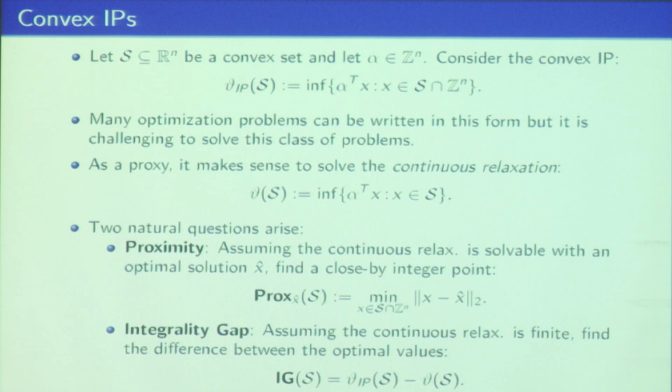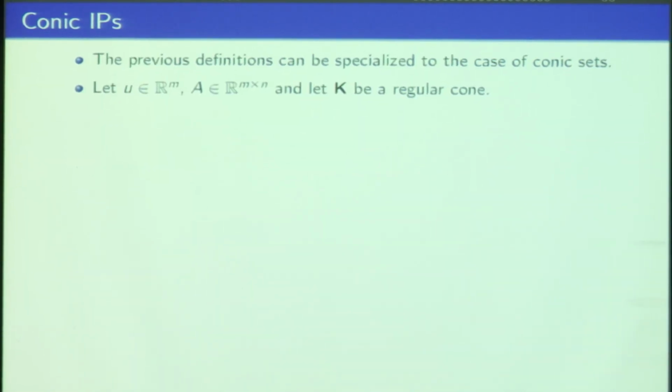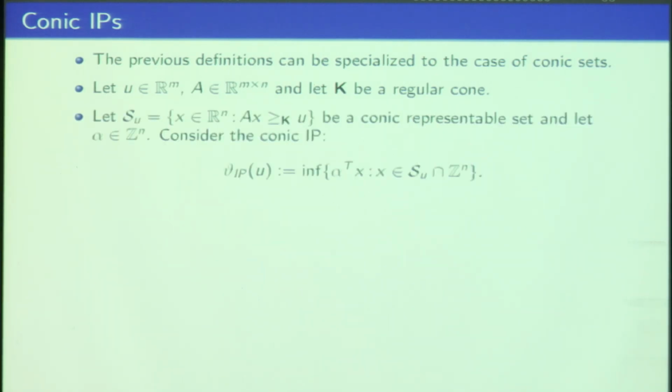All right, so what if we add more structure? Let's say we are not interested in only a convex set, but a conic representable set. In this case, I introduce more notation. Let's say we have this U, which will be eventually the right-hand side. A is the matrix, and K be a regular cone, a closed convex pointed full-dimensional cone. And our convex set is now denoted by S sub U. As you can see, I am parameterizing the set with respect to the right-hand side U.